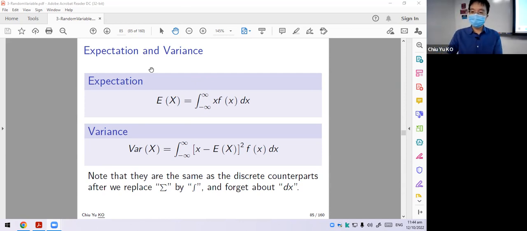And the idea of expectation is actually no different from the discrete version, okay? Let me convince you this is the case.